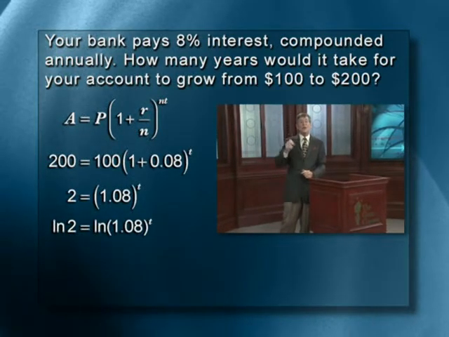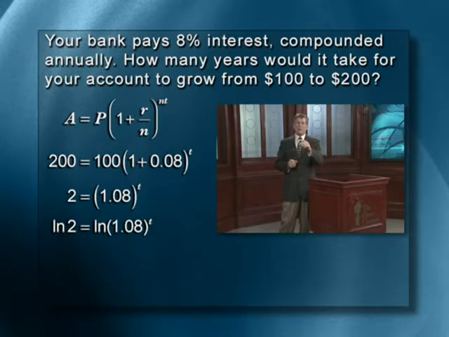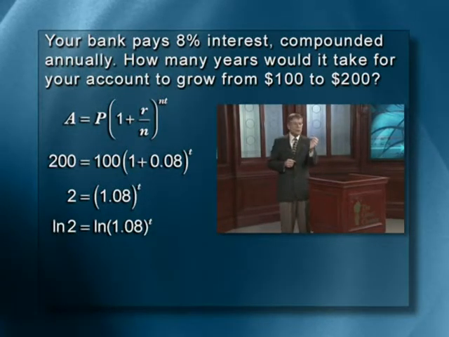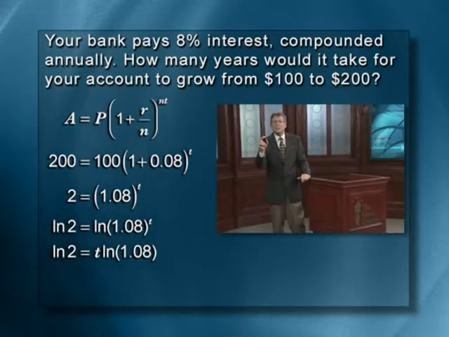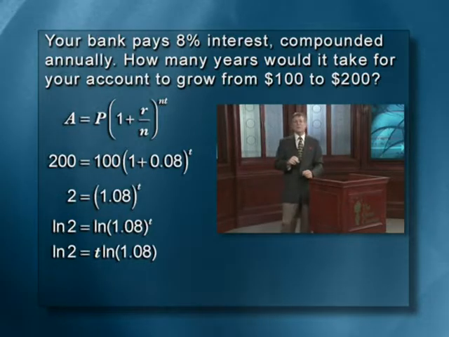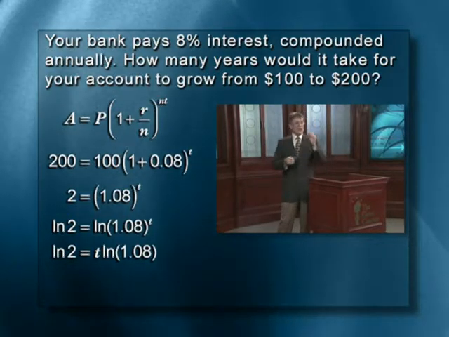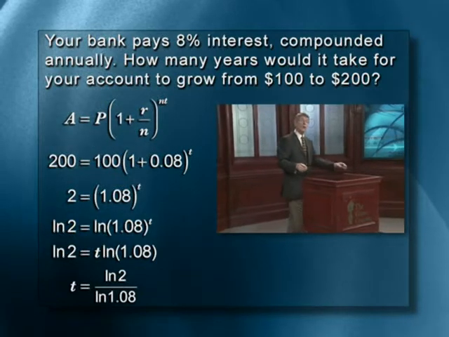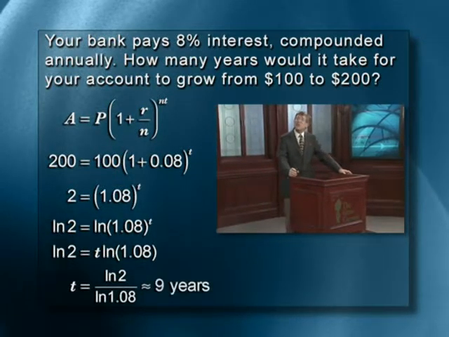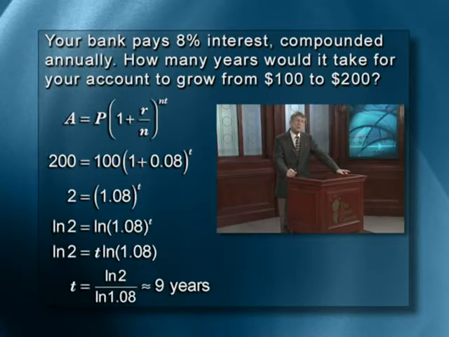And now use that property that the T can be moved into the front of the logarithm. And we have log 2 equals T times the logarithm of 1.08. Divide, and you have T equals log 2 over log of 1.08, which is about 9 years. So it took about 9 years to double your money at 8% interest.